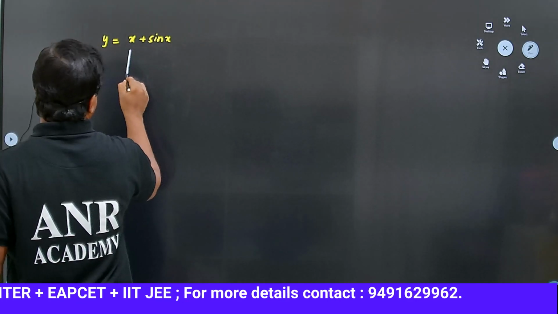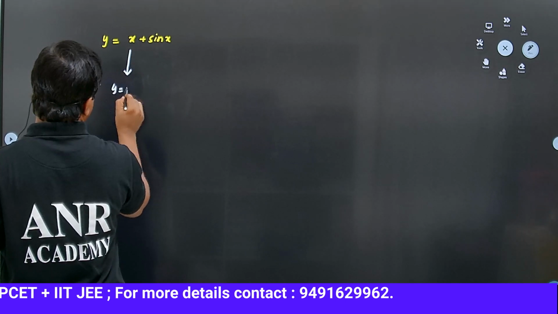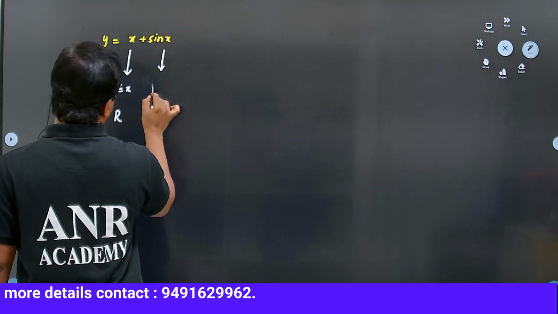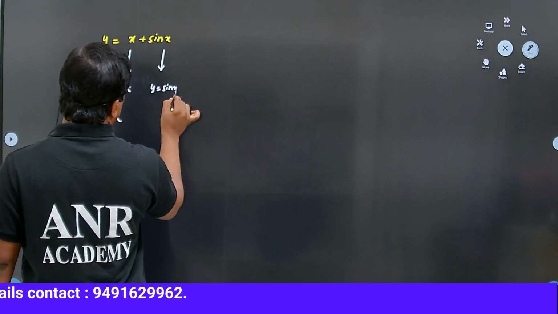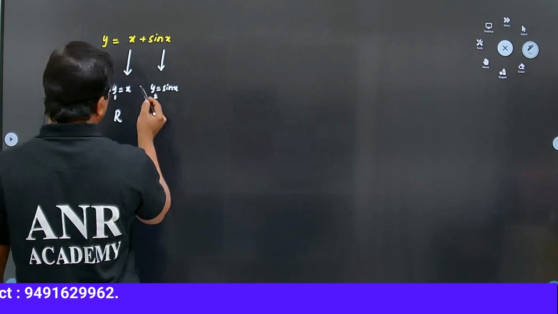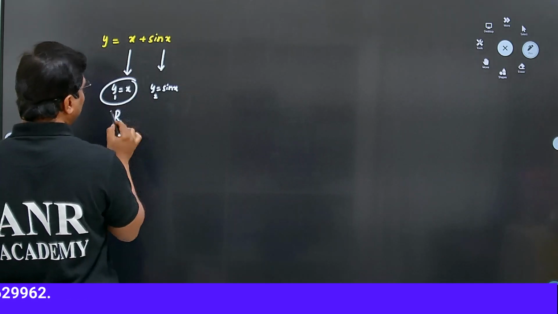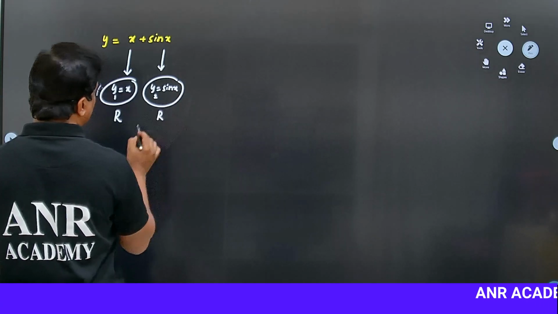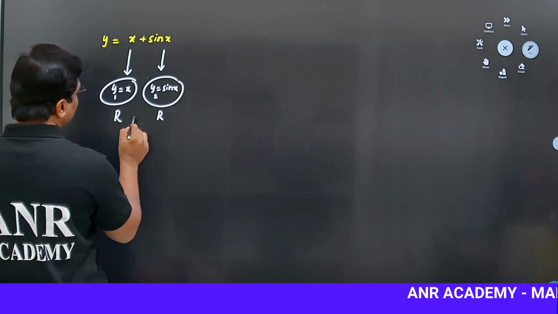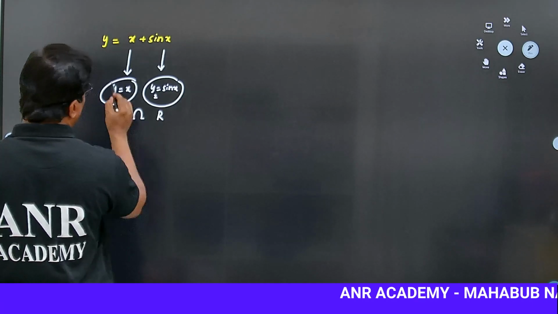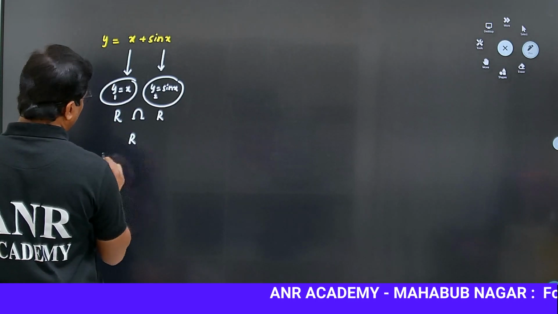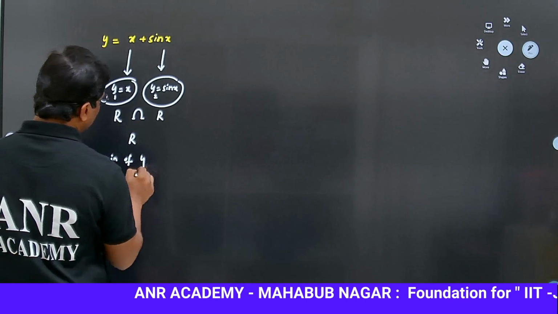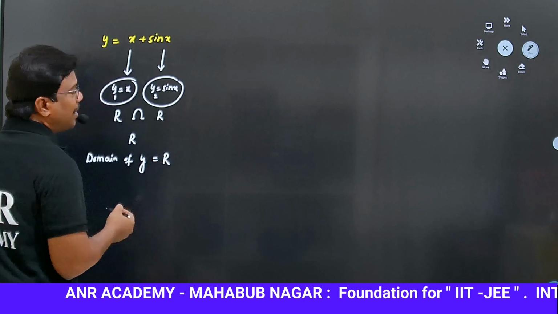You know that y equal to x is a straight line passing through the origin, defined for all x belongs to R. And next, suppose this is y1 and this is y2. y1 equal to x, a straight line defined for all x belongs to R. y2 equal to sin x, which is also defined for all x belongs to R, and the common domain, their intersection, that is the domain of y, is also R. Therefore, we decided that the domain of the function y is clearly the set of all real values.